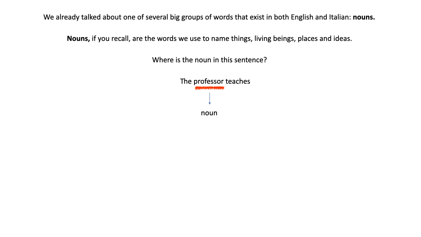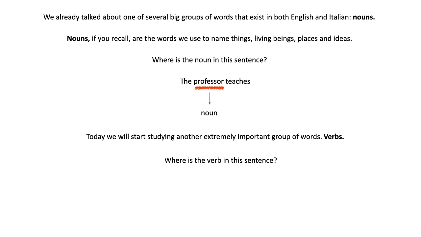But today we're going to start studying yet another group of words, verbs. Okay? Where is the verb in this sentence? The same sentence. The professor teaches. Well, I just told you that the is an article, so it can't be that one. And I just told you that professor is the noun. So the noun can't be a verb, it can't be that one. We're left with only one alternative, and that's our verb, teaches. Here's the verb, right?